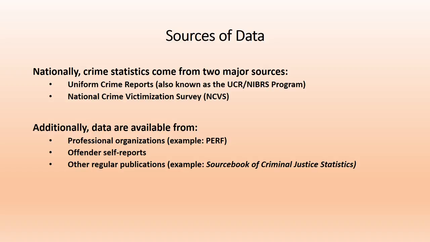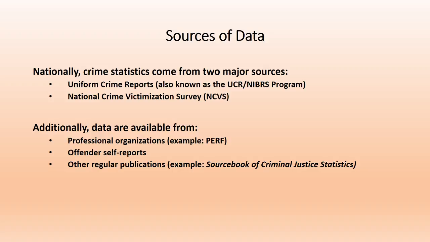But out of the two main ones, the UCR and the NCVS, the predominant one is the UCR. This is used in the media. This is used by police departments at local and state level. This is the number one crime reporting data source in the United States.